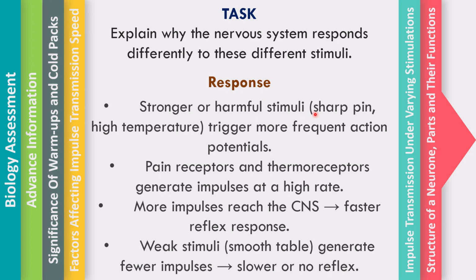Stronger or harmful stimuli, such as sharp pain and high temperatures, trigger more frequent action potentials. Pain receptors and thermoreceptors generate impulses at a high rate. More impulses reach the central nervous system, thus a faster reflex response. Weak stimuli, like a smooth table, generate fewer impulses, leading to a slower or no reflex.